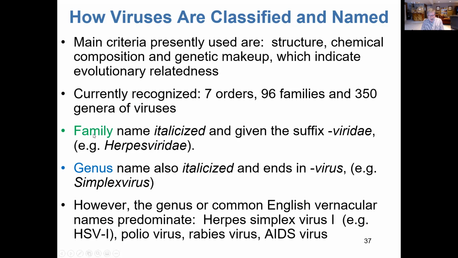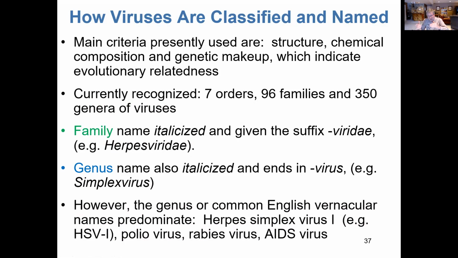The family names, notice, are italicized and end in the suffix viridae. So here's an example, Herpesviridae. Well, that of course contains the herpes viruses. I hope you remember that, or would conclude that via logic, right? So Herpesviridae, if you ever see that word, that's a family. That's a more overarching taxonomic category.